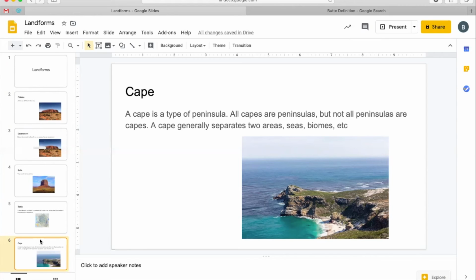So there's this separation. If you go to, let's say, some of the capes on the East Coast, you have a bay separated from the rest of the ocean. So again, a cape is going to be a peninsula, but the land or water on one side is going to look different than the land or water on the other.